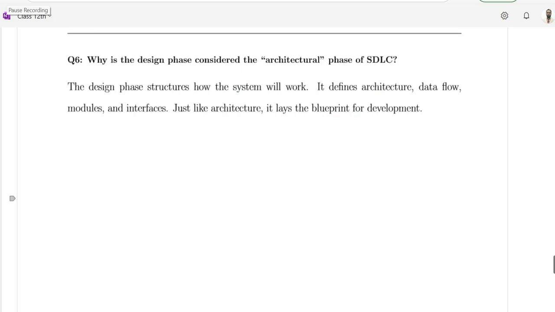Why is the design phase considered the architectural phase of SDLC? The design phase structures how the system will work. It defines architecture, data flow, modules, and interfaces. Just like architecture, it lays the blueprint for development.